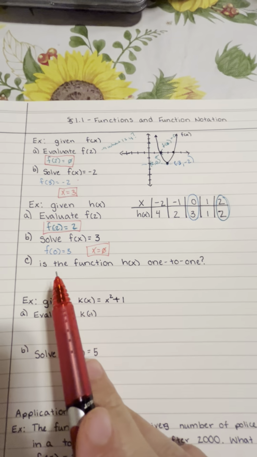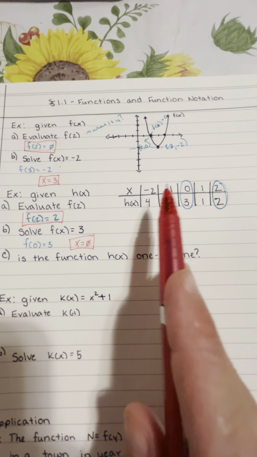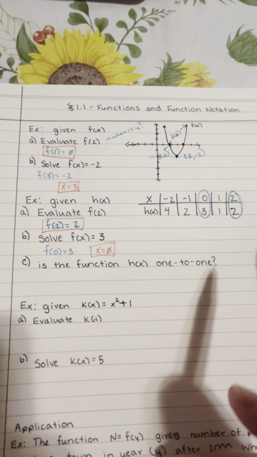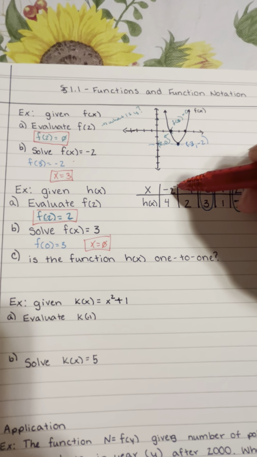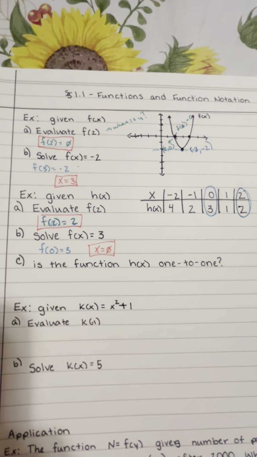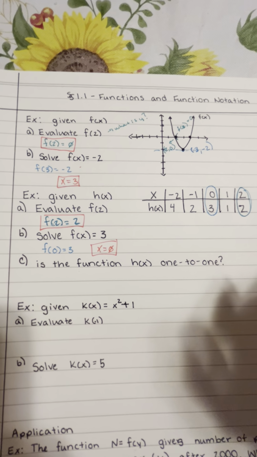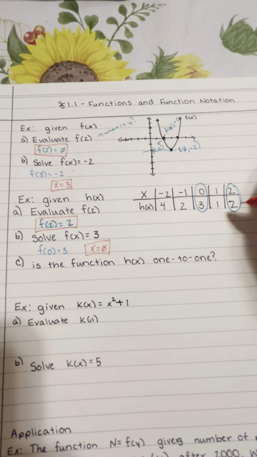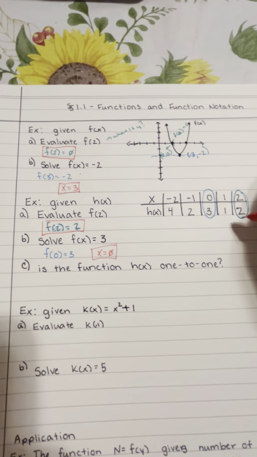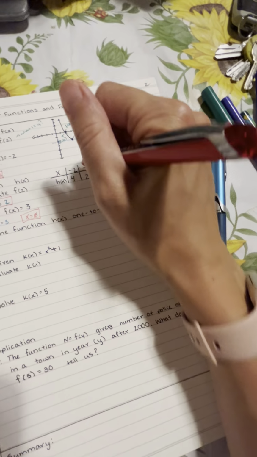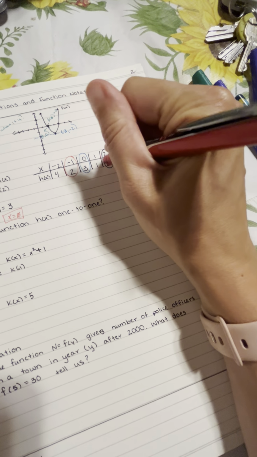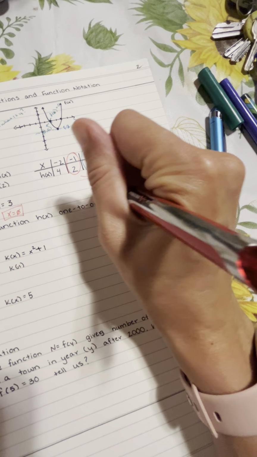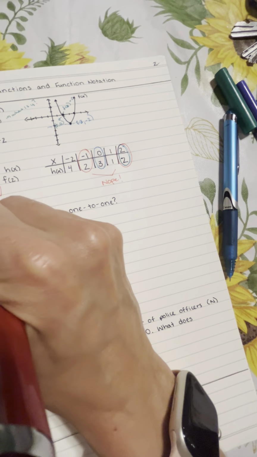Ooh, so now we have another question. Is the function h of x, that guy, 1 to 1? So remember, it's 1 to 1 if for each x there's exactly one y. So for every x there's exactly one y, so we know it's a function, but then also every y has to have exactly one x. And notice that I have duplicates in my y's here. That means this is not a 1-to-1 function because of this guy and that guy. So not 1-to-1.